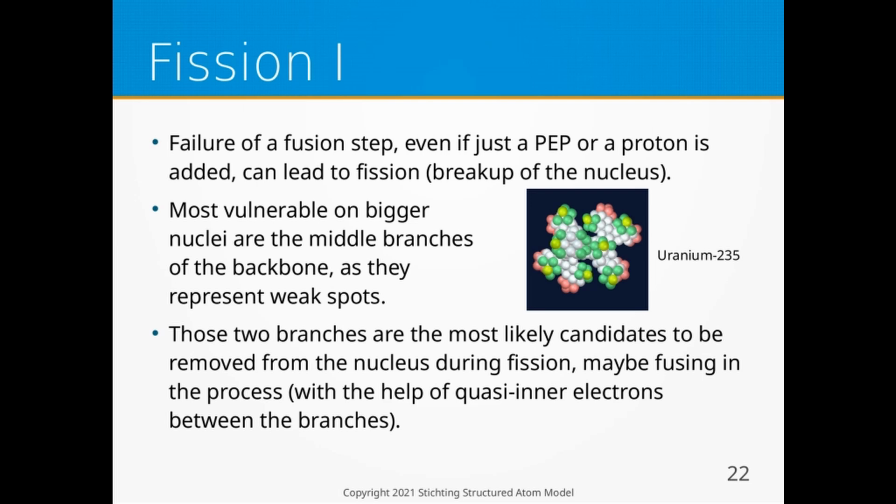Looking at the structure of the nucleus, we can identify the two middle branches as stressed entities, which are most likely to break off in case nucleons, like a single PEP, are added to them. We also predict the so-called quasi-inner electrons, located between those branches, which will pull those branches together and fuse them when they break off at the backbone base.